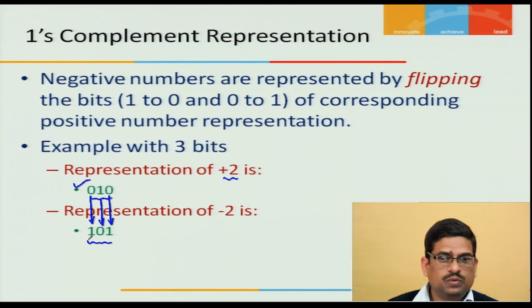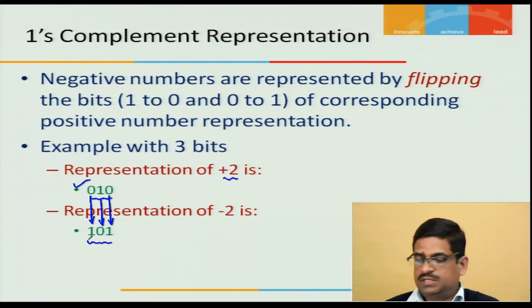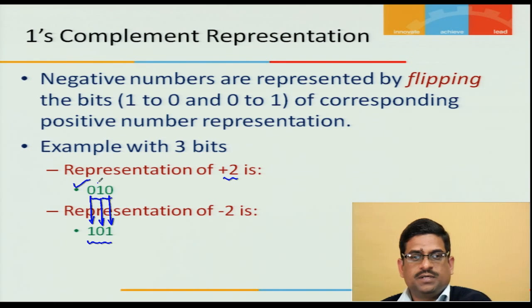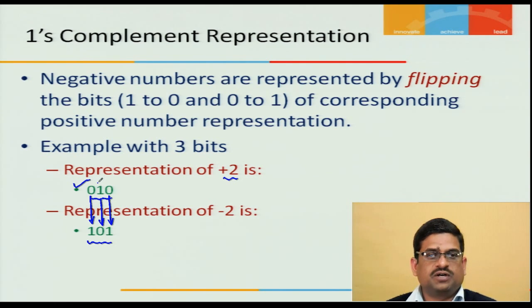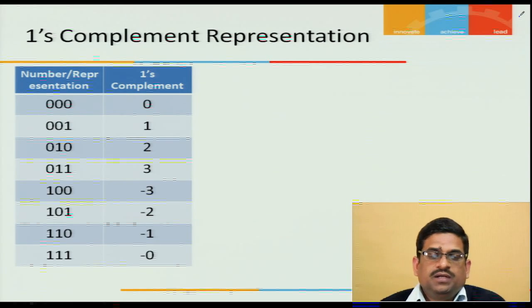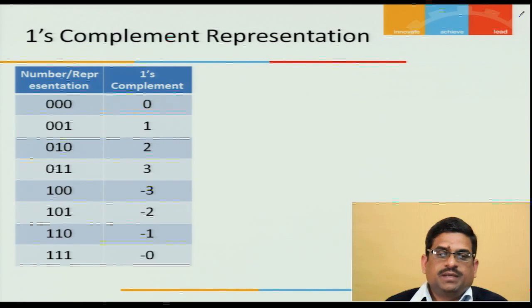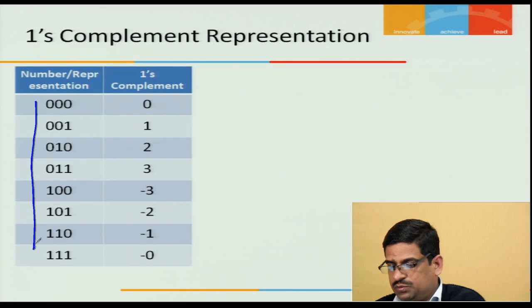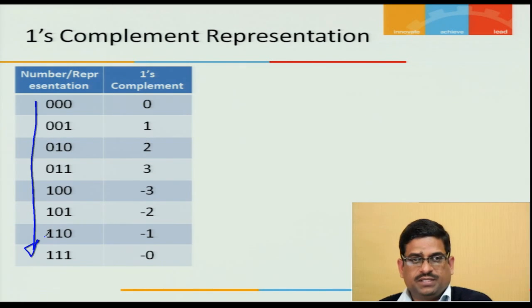How to represent minus 2 in the sign magnitude form? Simply put 0 1 here in place of the sign. In the case of 1's complement, just flip the bits of the corresponding positive number. So this is minus 2. Now the way in which we looked at the sign magnitude 3-bit number representation table, we will look at the 1's complement representation as well. Here I have used the same 3-bit combinations, and the corresponding numbers in 1's complement are shown in the decimal number system like that.